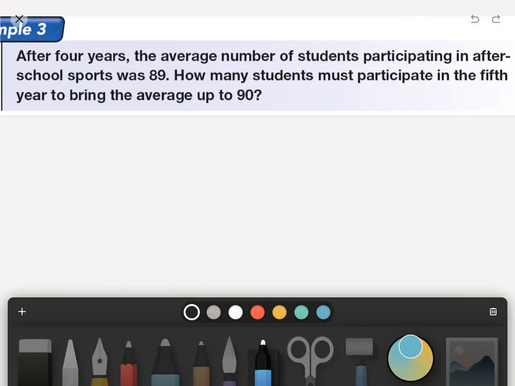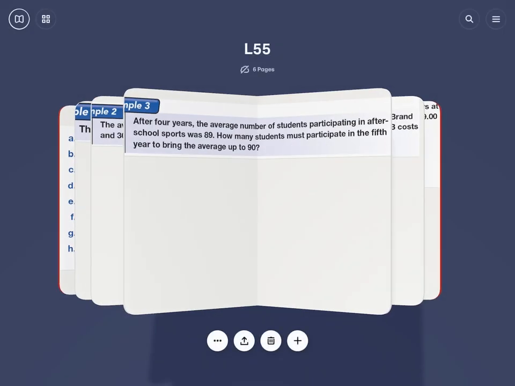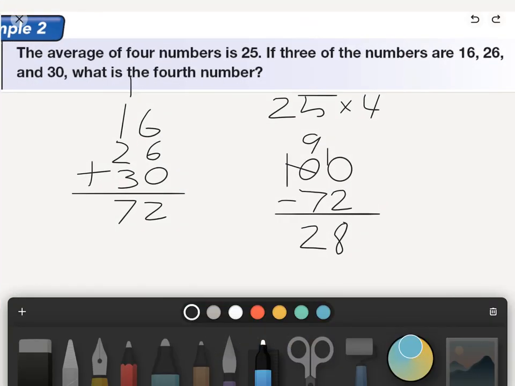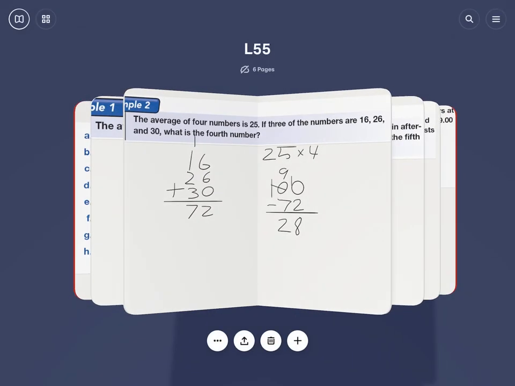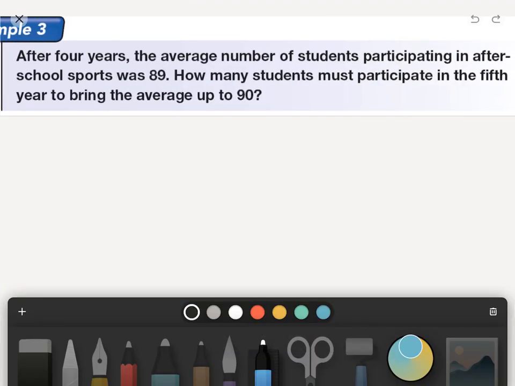Okay, so taking this to the next level. After 4 years, the average number of students participating in after-school sports was 89. How many students must participate in the 5th year to bring the average up to 90? So, what could be my first step in figuring this one out? People looking a little bit bamboozled. Okay, well, it's not that different than this one, really. So what are the steps that we did with that?